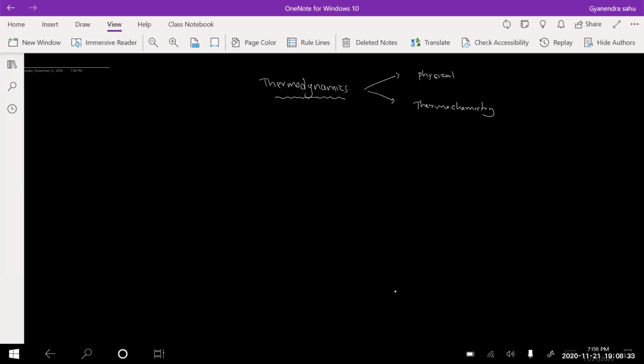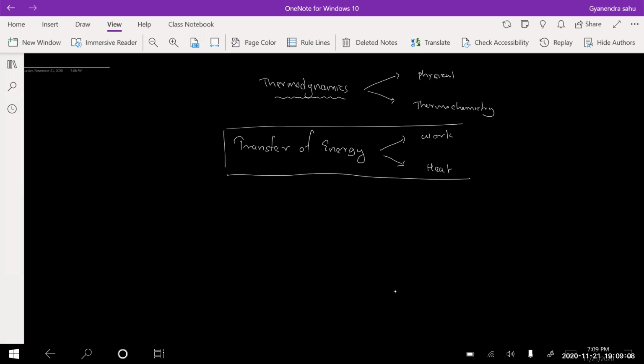Now in thermodynamics, the meaning of thermodynamics is the study of transfer of energy by any means possible. How many ways are there with which you can actually transfer energy? Majorly two ways are there, Dinesh. You can do some work, or you can pass on heat. This is how you can actually transfer energy. So the study of these things will majorly be done in thermodynamics. So this will be our concern in the chapter.